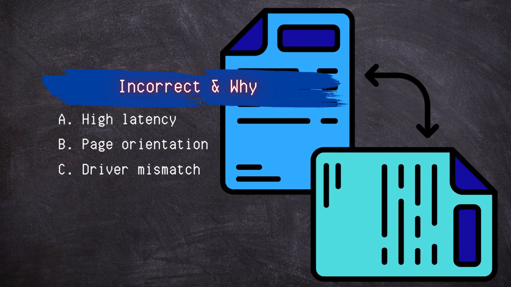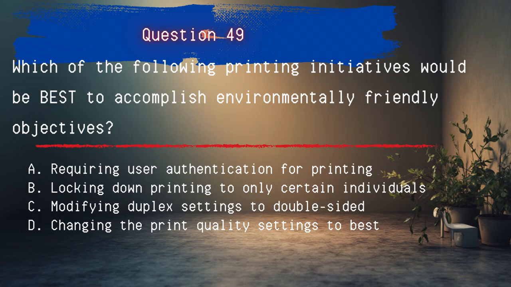Incorrect answers: A, high latency, refers to network delay unrelated to paper handling and jamming. B, page orientation, a mismatch here may cause improper layout, not physical jams. C, driver mismatch, might cause print errors, incorrect formatting or missing features, but not paper jams.